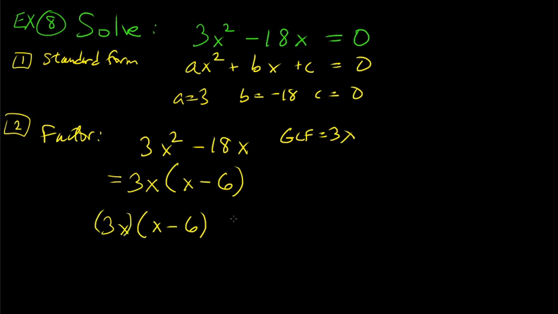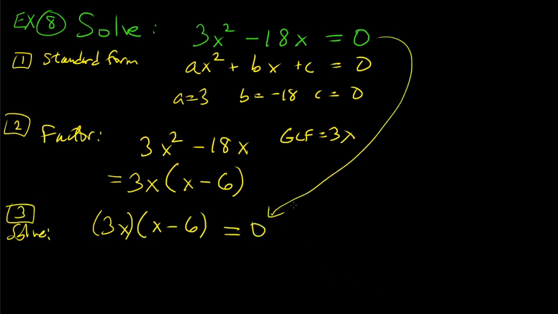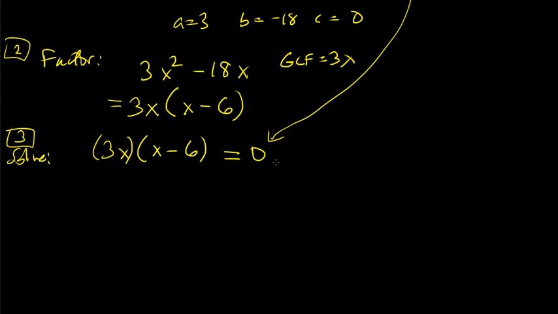Okay, but it's still a product, right? It's 3x times x minus 6. So step 3, set this equal to 0 again, because it was equal to 0 originally, and solve. So again, we're going to use the zero product rule. We're going to set the 3x equal to 0 and the x minus 6 equal to 0. Those are the two factors, 3x times x minus 6.